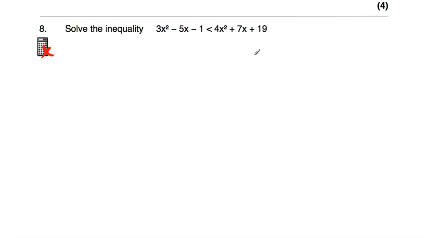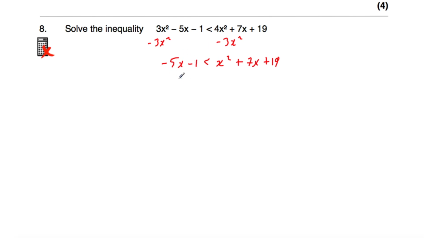What we want to make is one side 0, and I'm going to make the left-hand side of this inequality 0 because we've got 3x squared and 4x squared. So if we take away 3x squared from the left-hand side and take away 3x squared from the right-hand side, then that'll help us. On the left-hand side, we're left with minus 5x minus 1. And on the right-hand side, we had 4x squared, taking away 3x squared, so that's 1x squared, or just x squared. And then we've got our plus 7x plus 19. So we've now got to this stage.